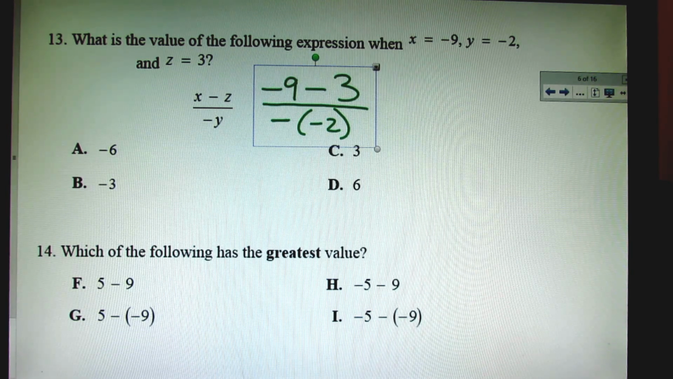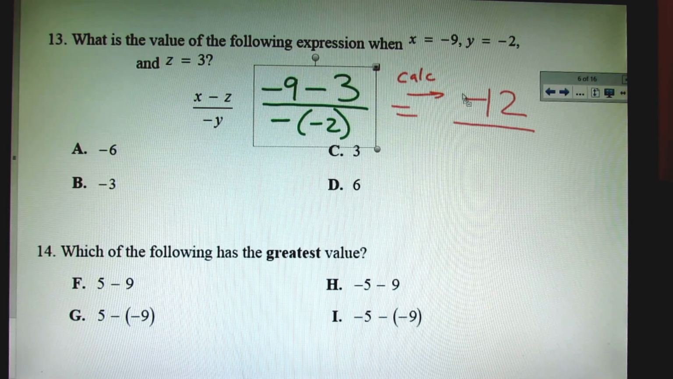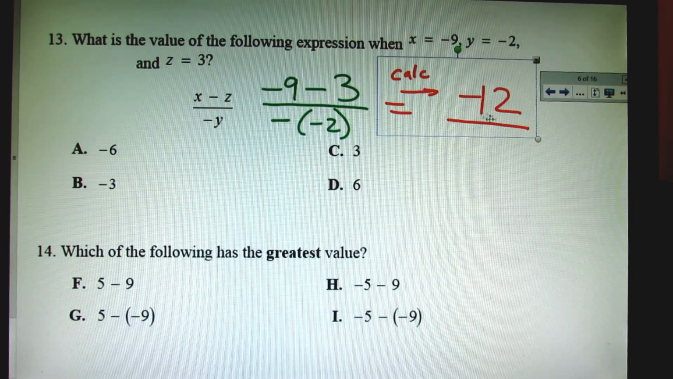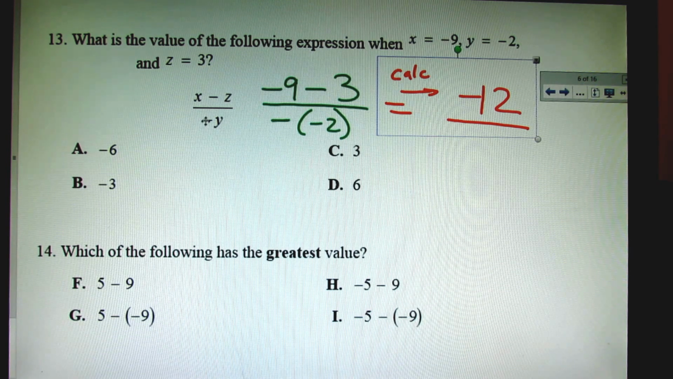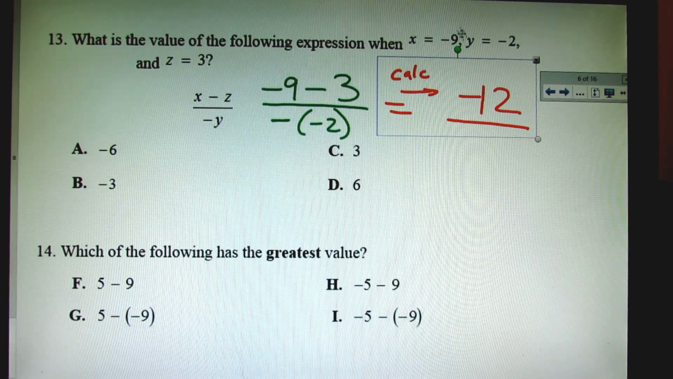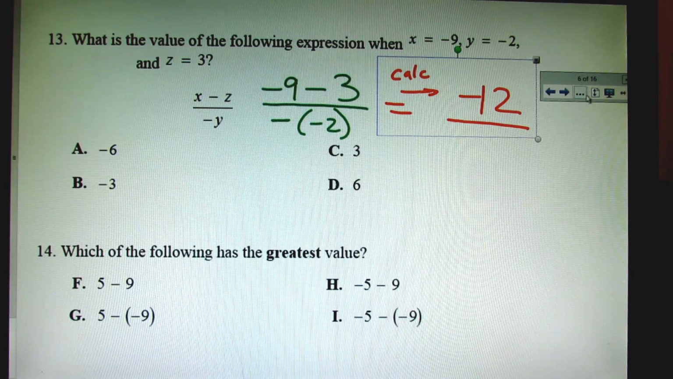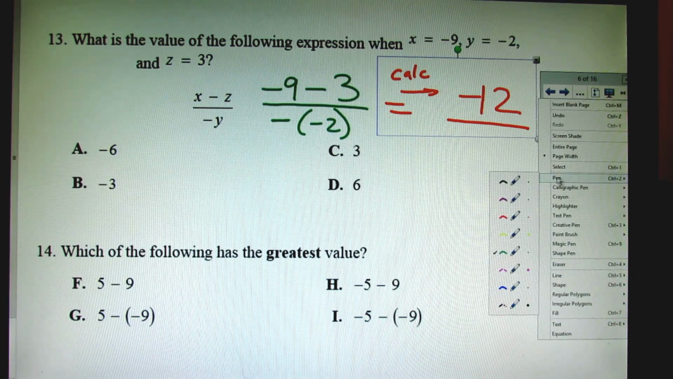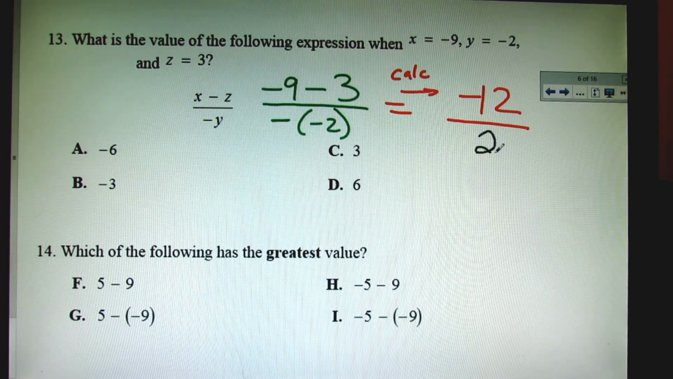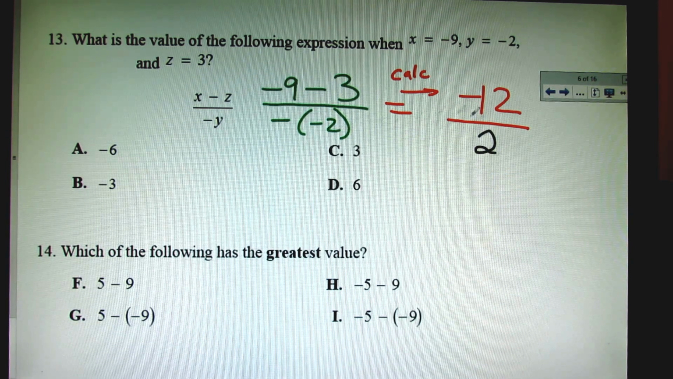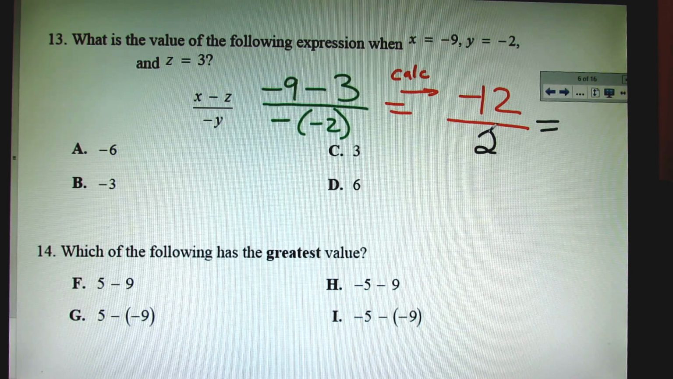Okay, we'll start with the numerator. In our calculator, just going to do that numerator. Numerator is negative 12. What is negative y? If y is negative 2, what's negative y? It's like the opposite. So instead of negative 2, I'm just going to write 2. But again, if you put that in your calculator, it would work out as well. So negative y is just 2. When I do this division, I'm going to get negative 6, which is choice A.